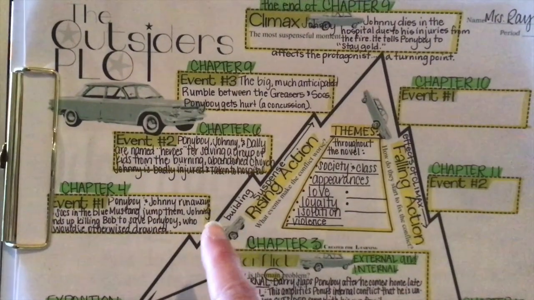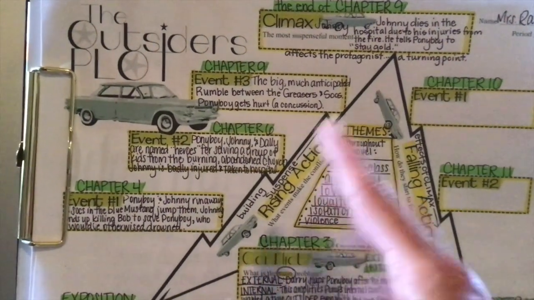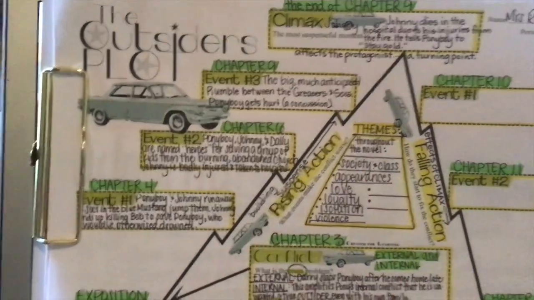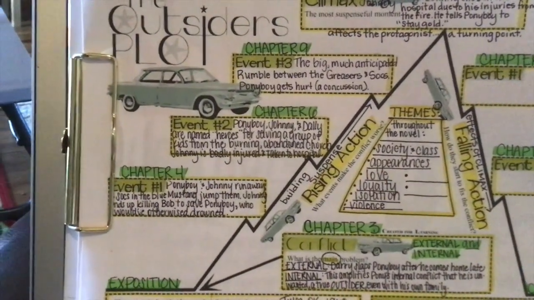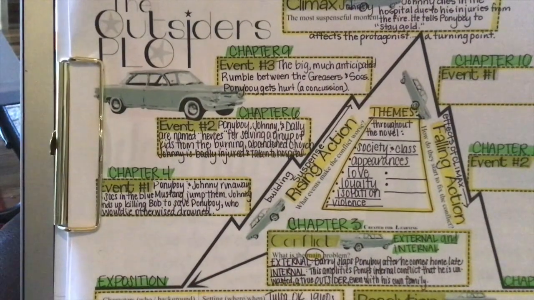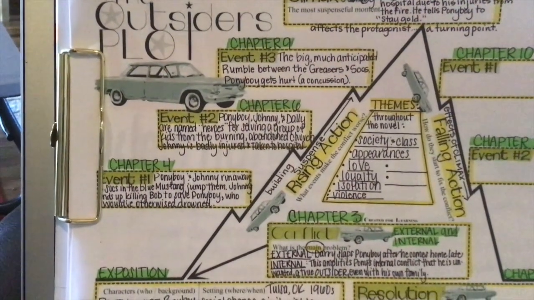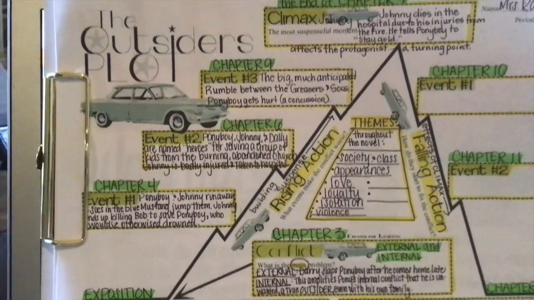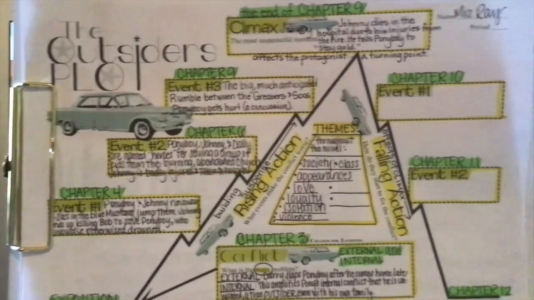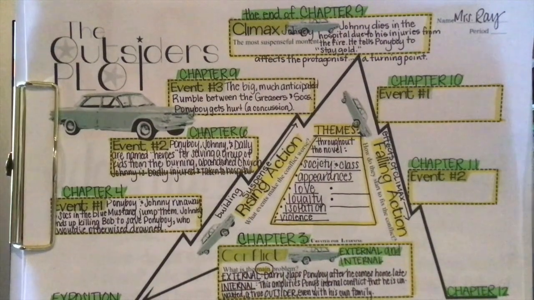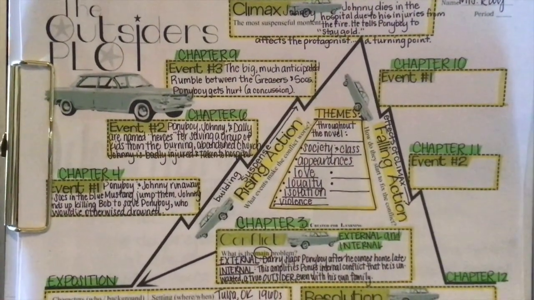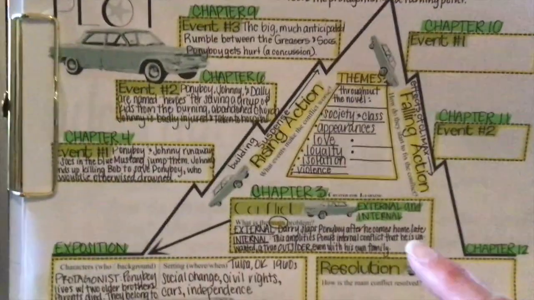Event number 2 in our rising action. So our author is building all this suspense here. It happens in chapter 6. Pony Boy, Johnny, and Dally are named heroes for saving a group of kids from the burning abandoned church. Johnny is badly injured and taken to the hospital. So a group of kind of unlikely heroes. So we just read chapter 9. That's what your assignment was over the weekend, or on Monday, I should say. And event number 3 in our rising action.